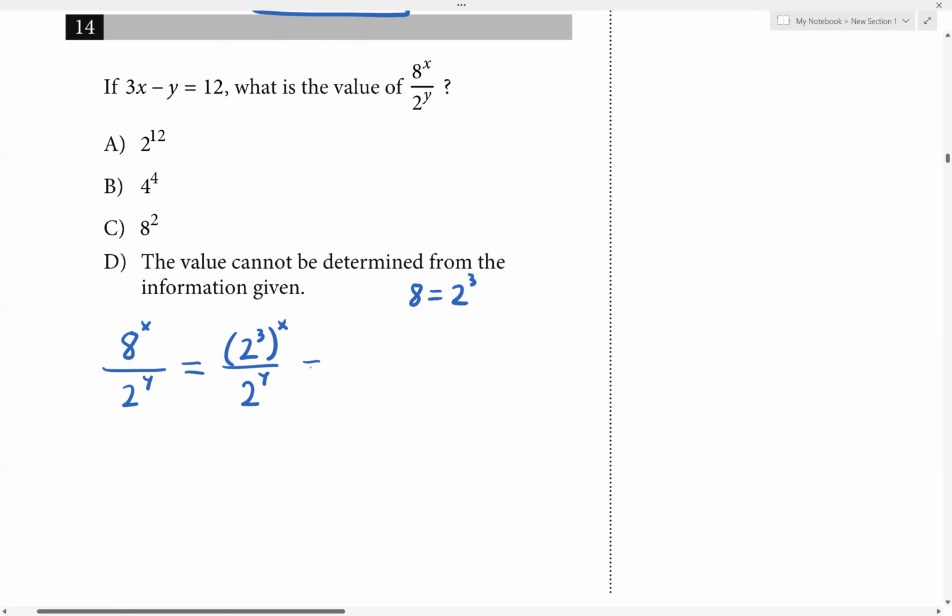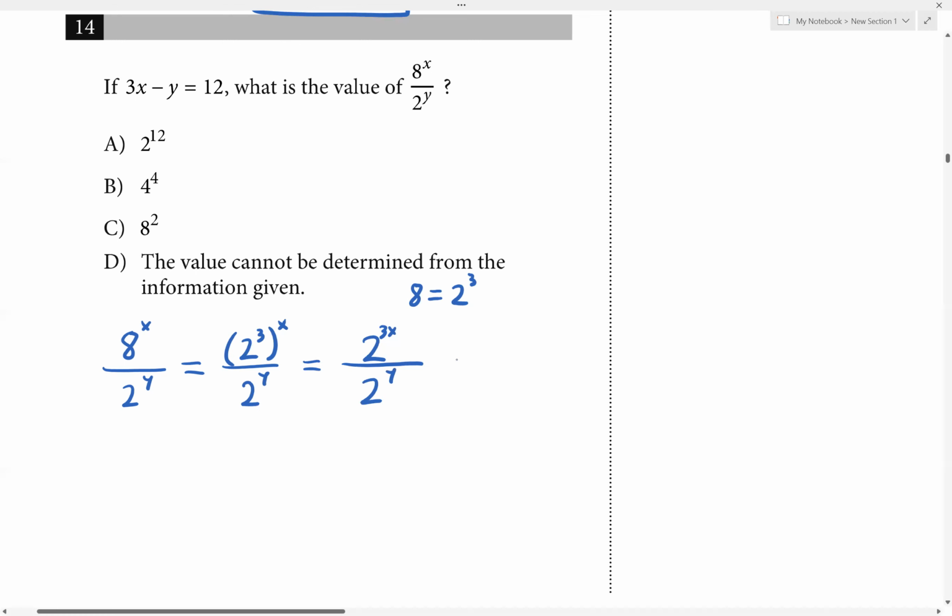Now on top we have 2 to the third, and this whole thing is raised to the x. So we have an exponent raised to another exponent. The rule here is we multiply the two exponents together. So this will be 2 to the 3 times x, which is 2 to the 3x, over 2 to the y. That's what we have here.